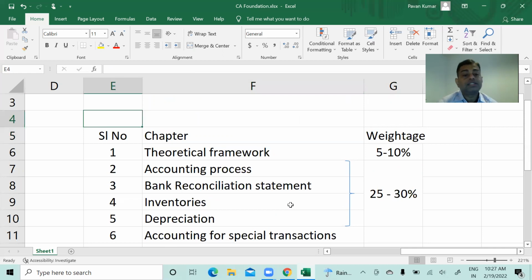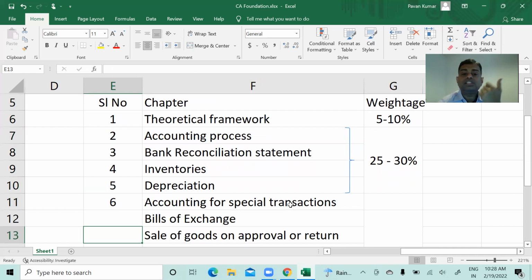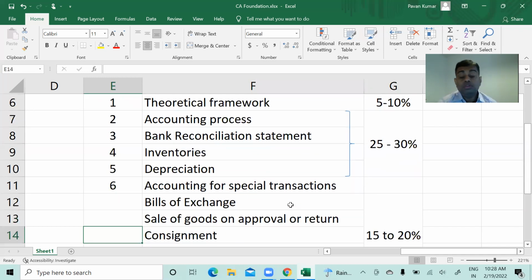Okay. So what is this? Theoretical framework will come in the exam for 5 to 10 marks. Accounting process, BRS, inventories, depreciation, all are, trust me, damn easy. So probably in one of the subsequent lectures, we'll be starting the class with depreciation, because if I start with too much theory in the theoretical framework, you'll get mad. Too much theory, you cannot understand. I'll teach the whole concept, the full theory, 100% theory, I'll teach you, don't worry. But with too much theory, you lose the essence of accounting. That is the reason we go to depreciation. So this comes to 25 to 30.